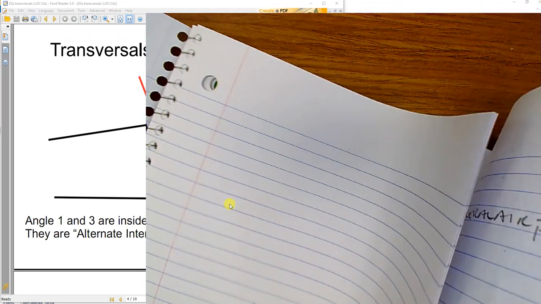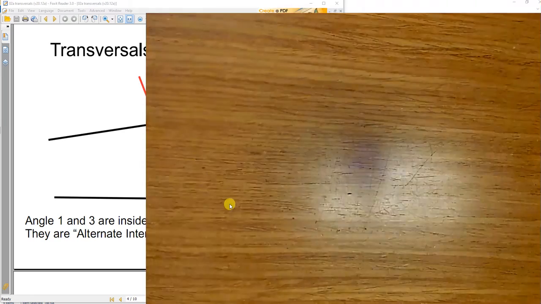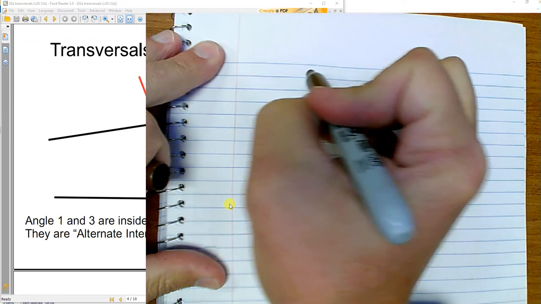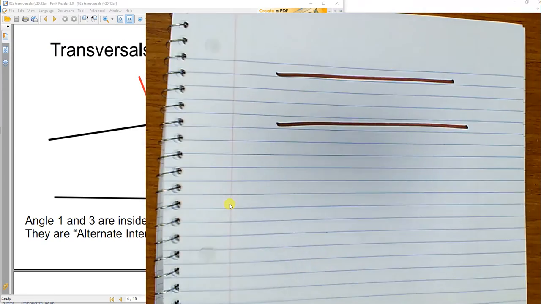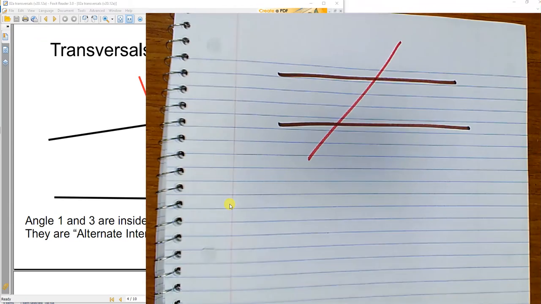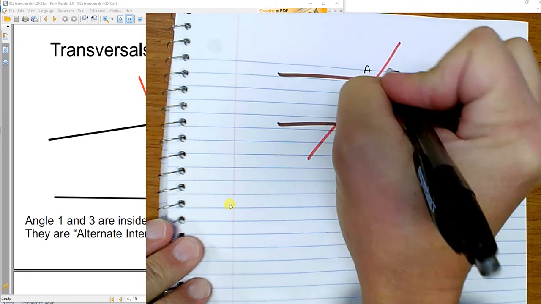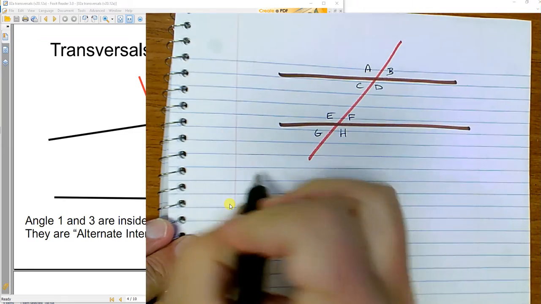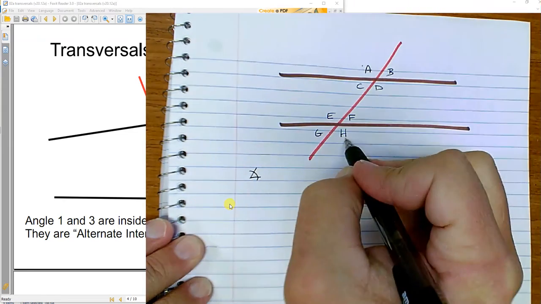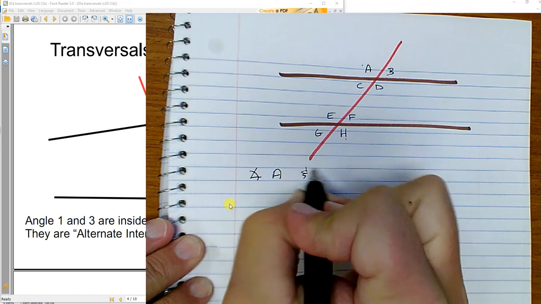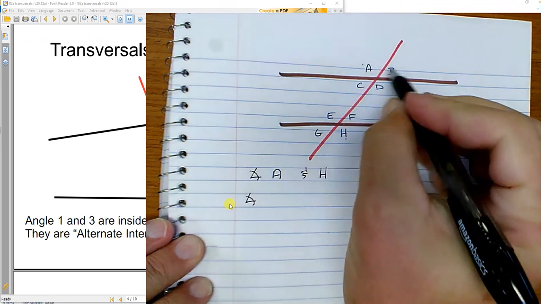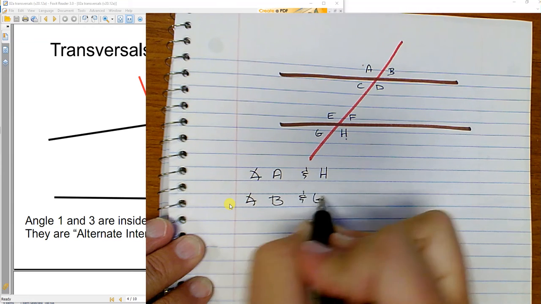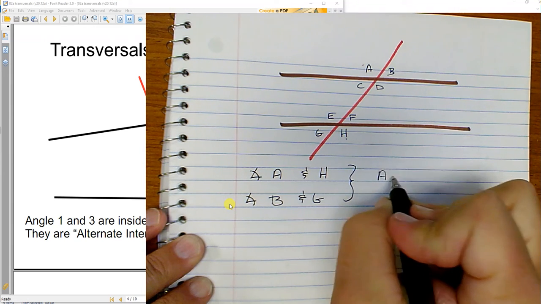We also have alternate exterior angles. Angle A and H, angle B and G, those are alternate exterior.